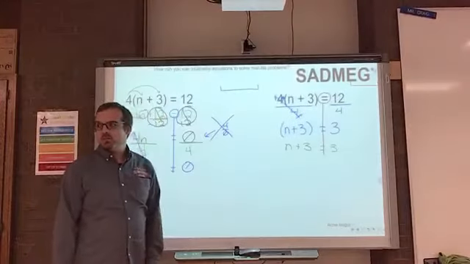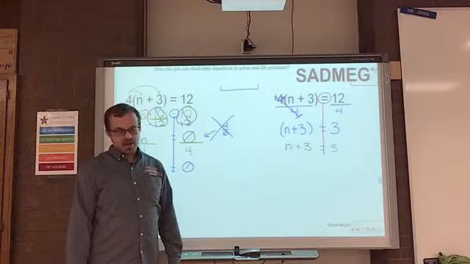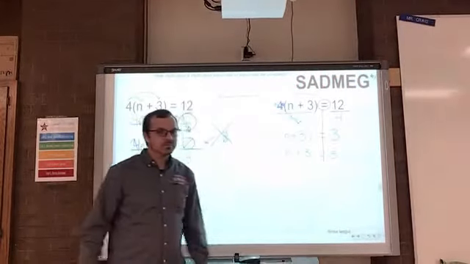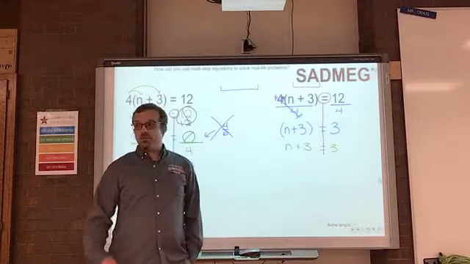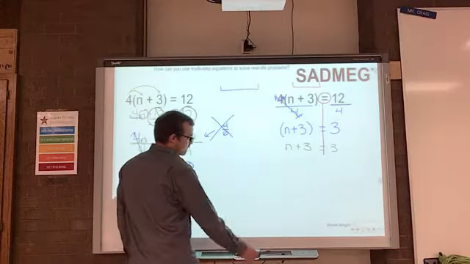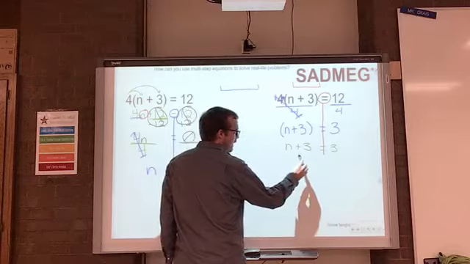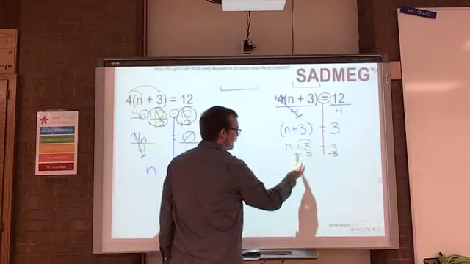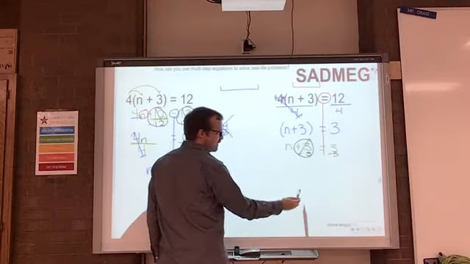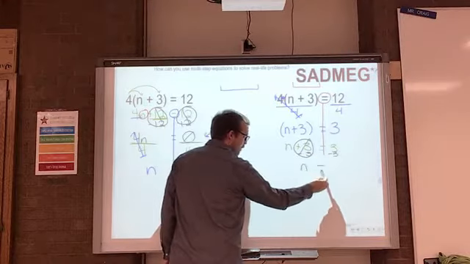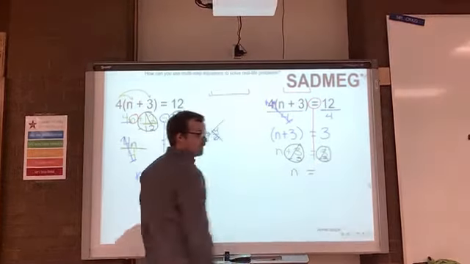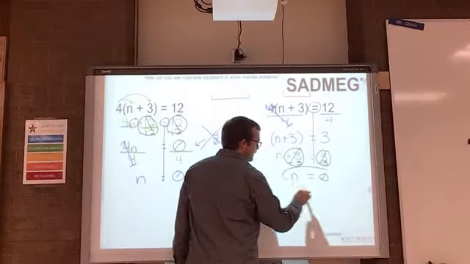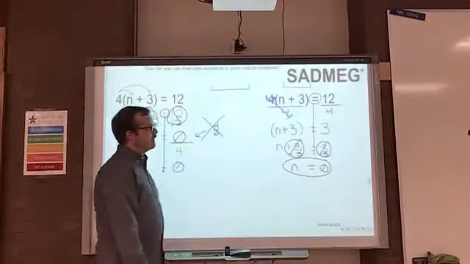And now I've got to go back all the way through SADMEG again. Do I have any subtraction or addition to do? I do have plus 3. How do you get rid of plus 3? Minus 3, the subtraction property of equality. Minus 3, minus 3. 3 minus 3 is 0. What's left? n equals 0. Not nothing, it's a 0. Got to make sure it's 0. n equals 0. Hey, we got it last time.